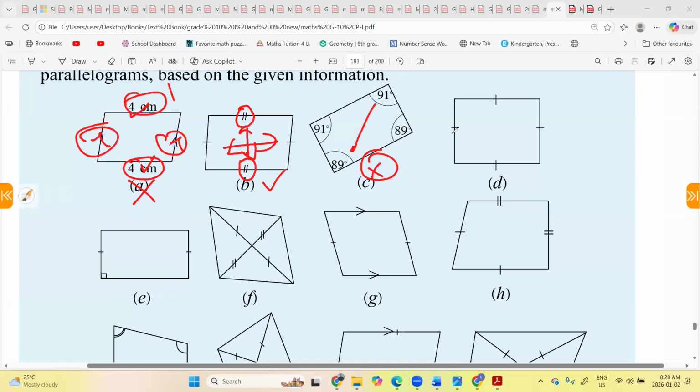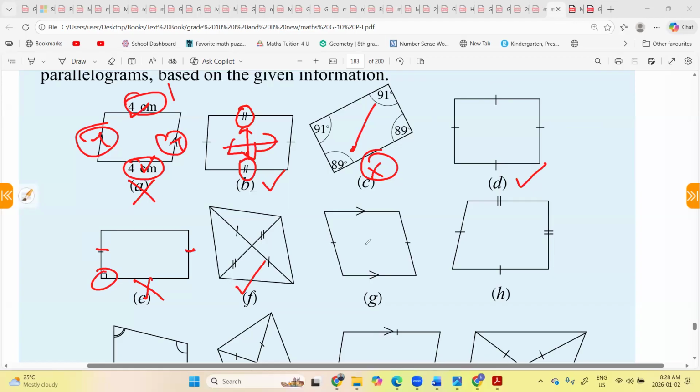Opposite sides equal, all sides are equal. That is the additional one, a special one. But here opposite sides are equal, so parallel. According to the data, students, the data are not enough. This side is equal, one of the angles here. So that is not a parallelogram. Data is not enough. Here diagonals bisect each other, parallelogram.